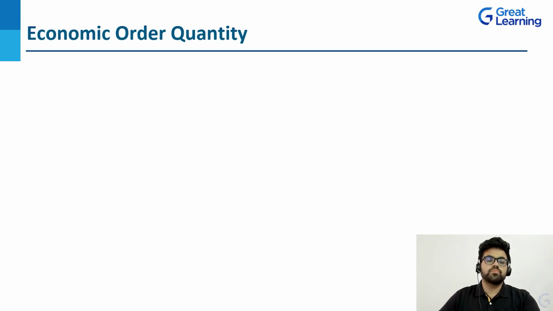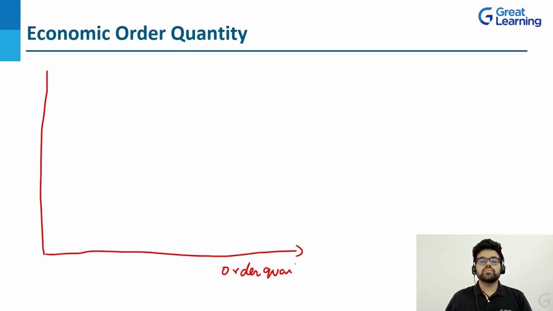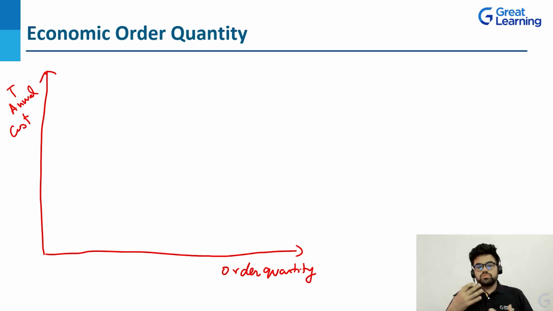Now let me show you with an example of how this is done. So let's make a graph of the annual cost to the order quantity. This is the order quantity, and this side we have the total annual cost. Now, if you are ordering something in bulk amounts, the frequency of your orders will be less. Hence, the cost incurred due to ordering cost would be less if you consider orders in bulk.